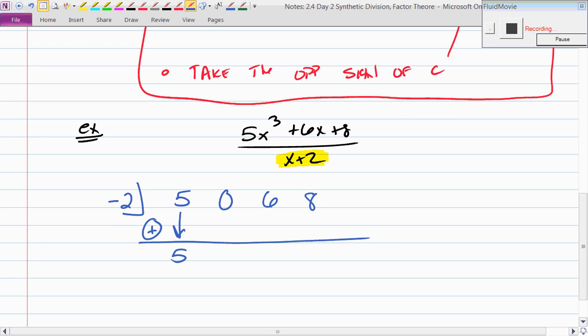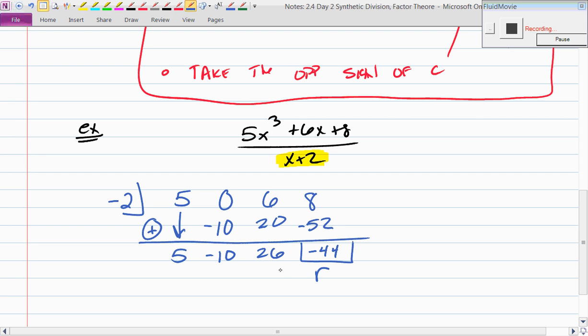All right, so 5 times negative 2, what do you have? Negative 10. So that goes here. Negative 10 and 0, what does that give us? Negative 10. Negative 10 times the negative 2? 20. 6 and 20? 26, good. 26 times 2. Negative 52. Negative 52 plus 8? Negative 44. Good.